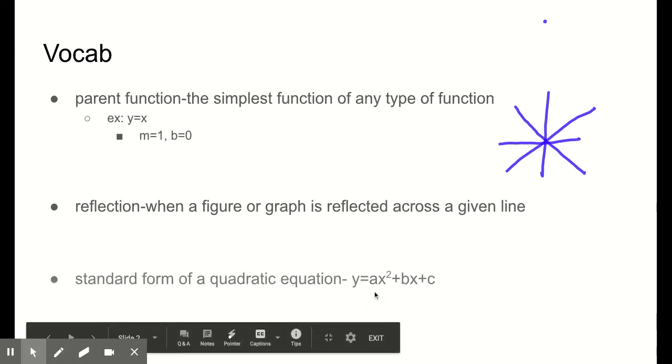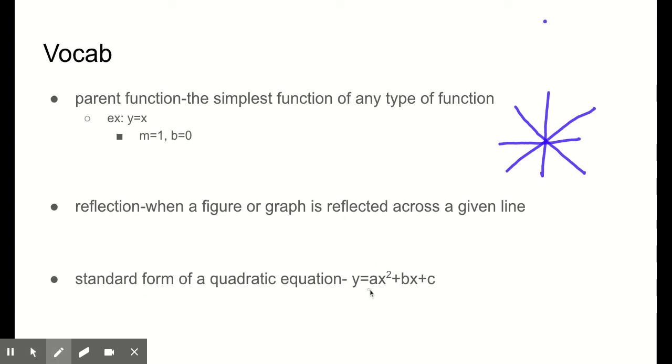And our last term is called standard form of a quadratic equation. Now this is an equation because it says y equals, so keep that in mind. And we have ax squared plus bx plus c. So just like we talked about in the last unit, when you're in standard form, we want to list our terms in descending order. So the highest degree term goes first, which is 2. Then our first degree term, and then our constant, which is the term without the variable.